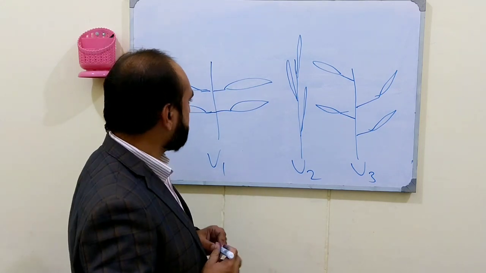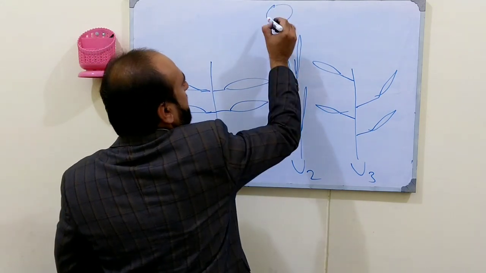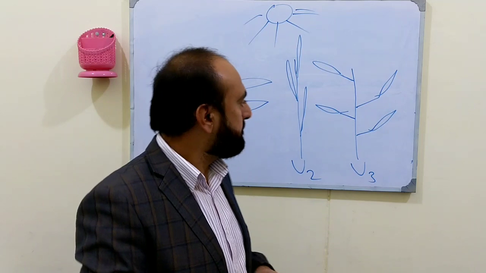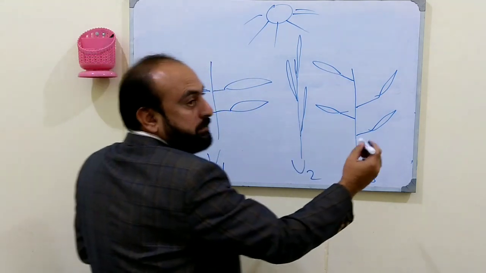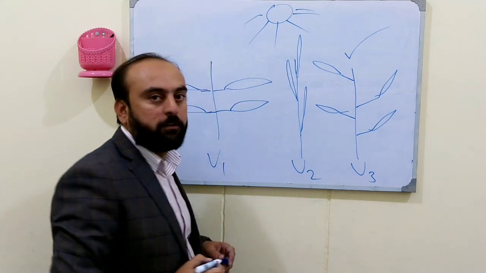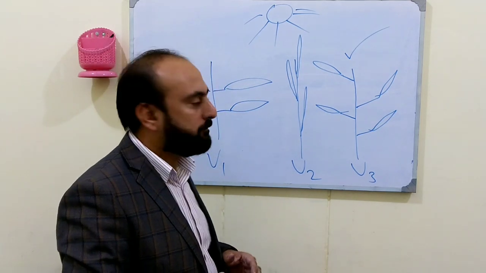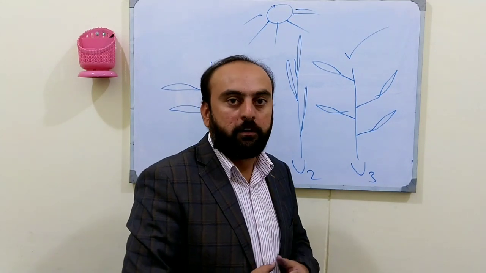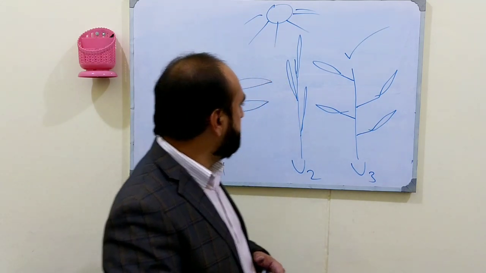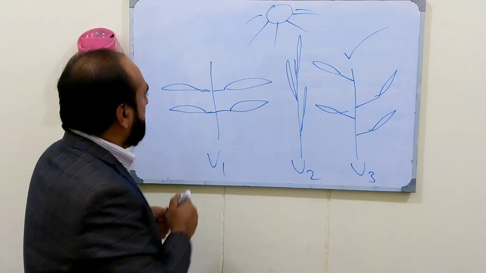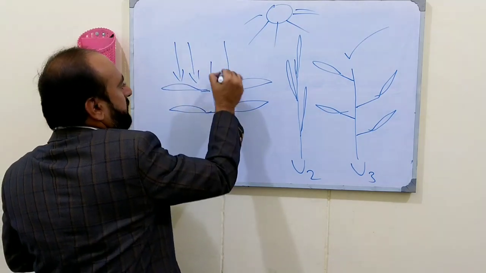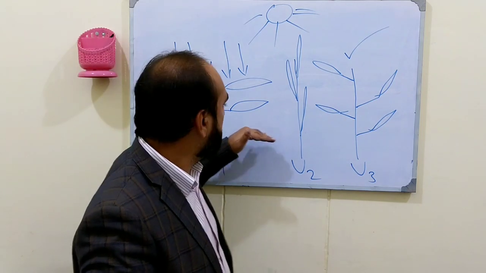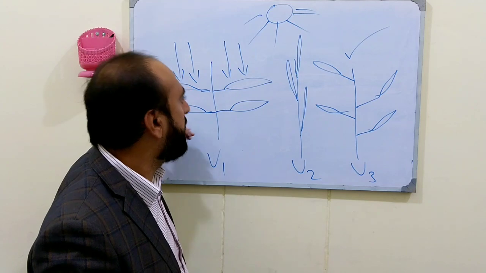What do we expect in terms of light interception? Which plant will intercept more light? Then the answer is this intermediate type of plant, or V3, will intercept more light, will absorb more light, and probably will do more photosynthesis because of more absorption of light. In case of V1, the upper leaves will intercept maximum light, but they will shade the lower leaves, so there will be less interception of light.